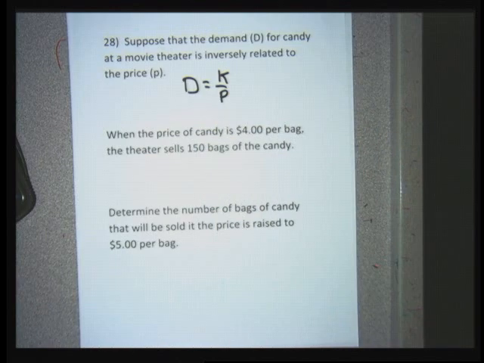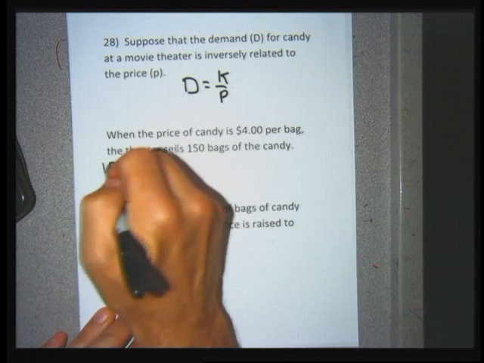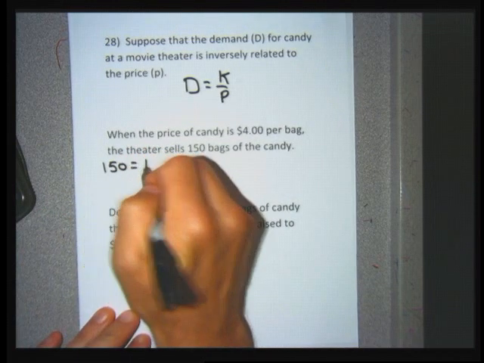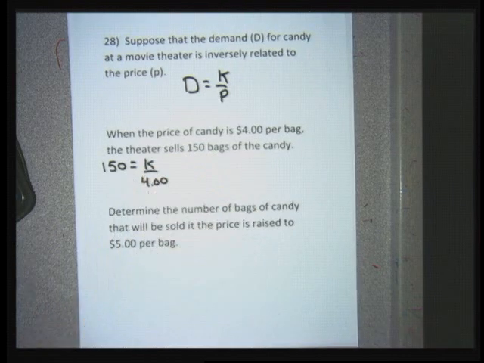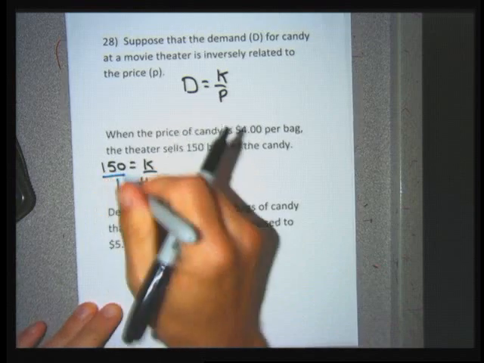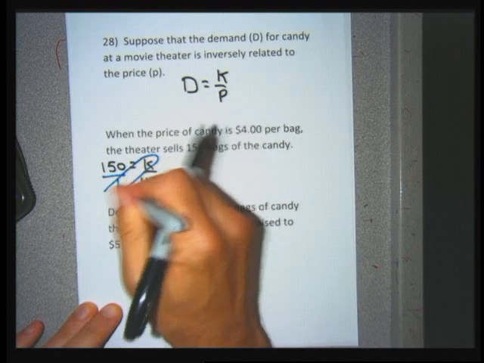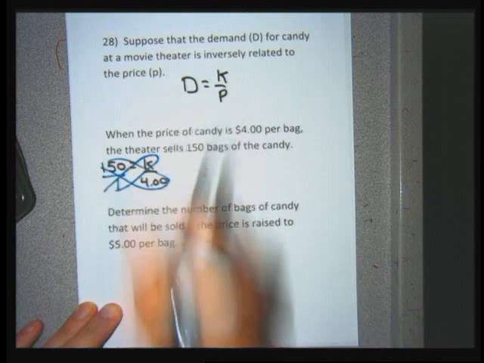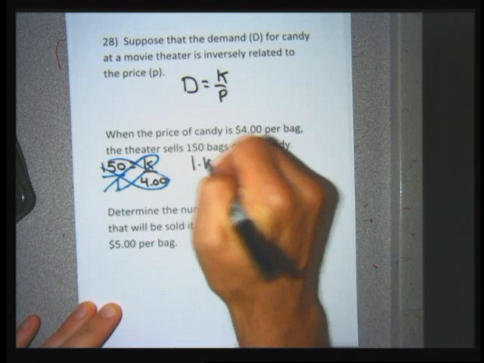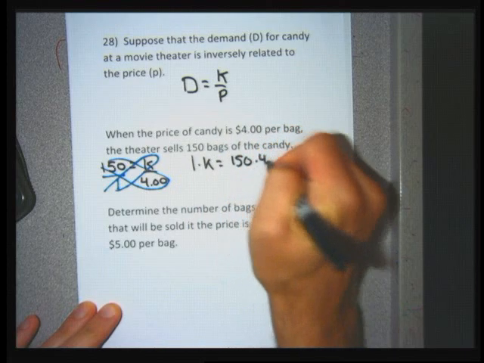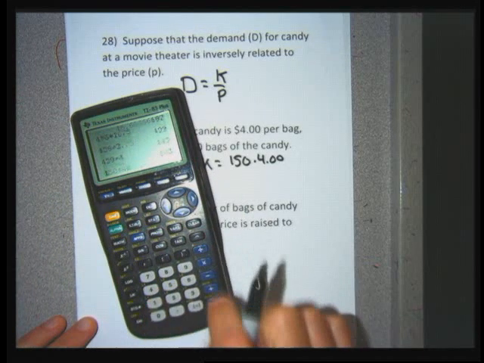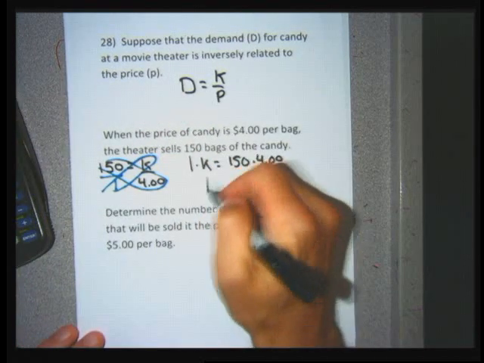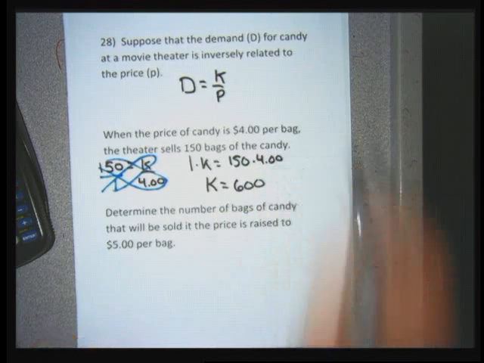Second sentence helps me solve for k. I'm going to plug in 150 for the D because that's the number of bags, that's the demand. K I don't know. I'm going to put in 4 for the P. Solve this by cross multiplying. I'm going to write 150 as 150 over 1, and I'm going to cross multiply, which is going to give me 1 times K equals 150 times 4. Don't really need the decimals there. And 150 times 4 is going to be 600. So I'm going to get K equals 600. Done with the second sentence.